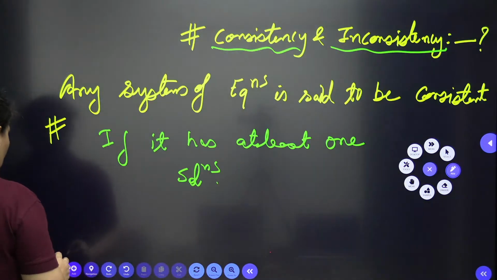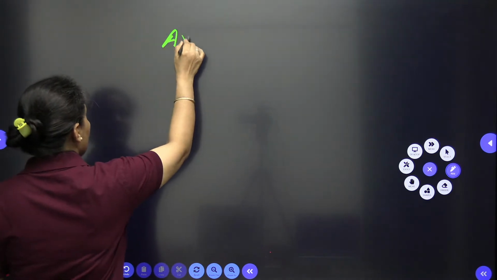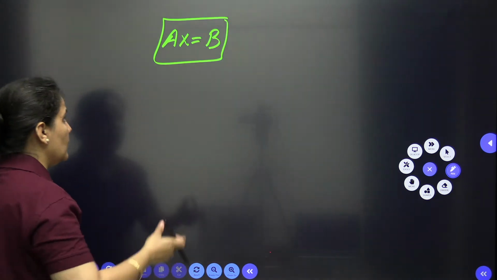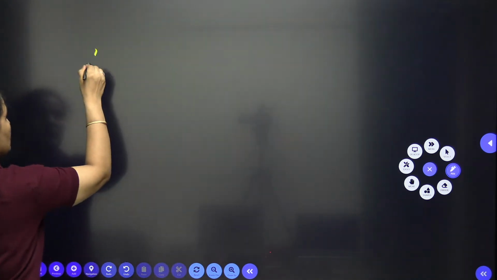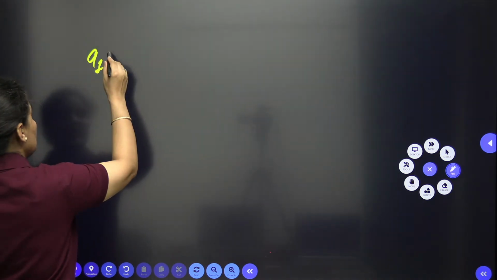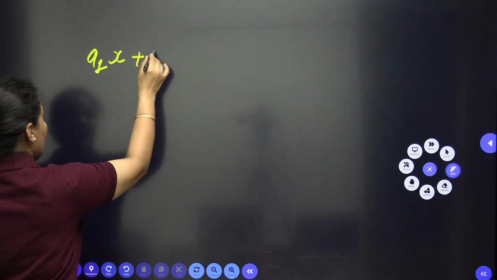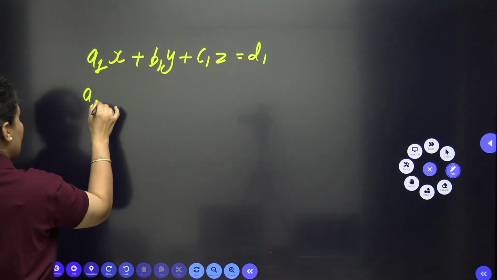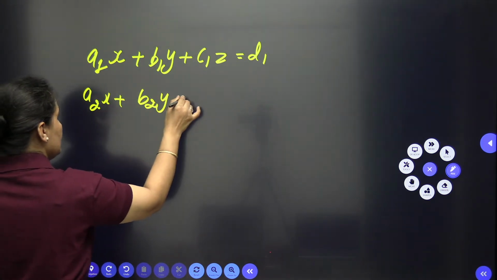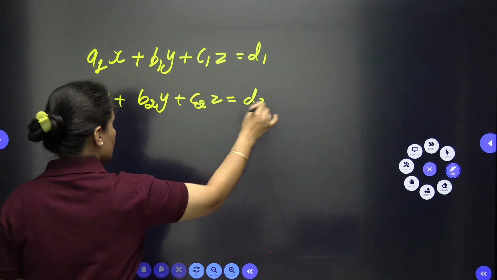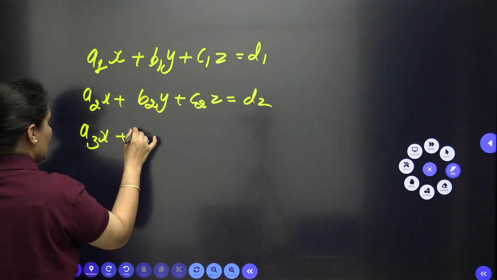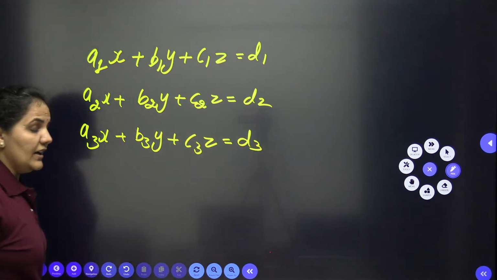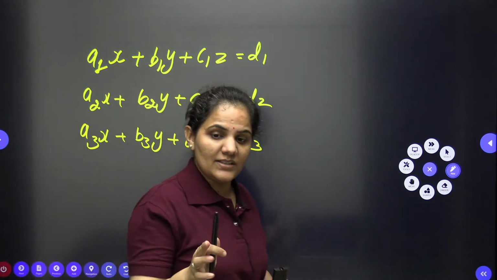All right. Now let's come to the system of equations. If we talk about the normal linear system of equations, Ax = b, you should understand how I am writing Ax = b. Suppose I have a system of equations like this: a1x + b1y + c1z = d1, a2x + b2y + c2z = d2, and a3x + b3y + c3z = d3. This is my system of equations, which is linear.